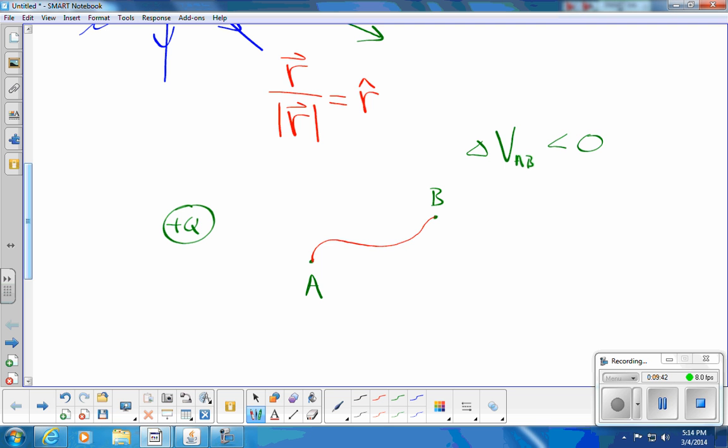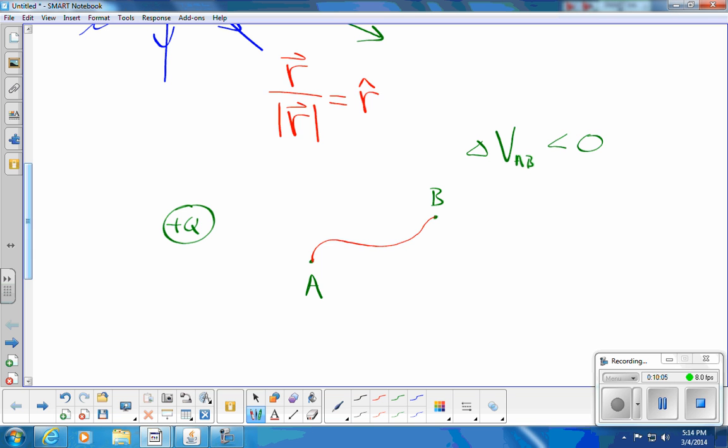Remember that the electric field is a conservative force. The electric force is a conservative force. And so the definition of a conservative force is that the work it does on a charge moving from A to B is independent of path. So the change in potential energy from A to B is independent of path, so the change in potential from A to B is independent of path. So it doesn't matter how I get there. All right.